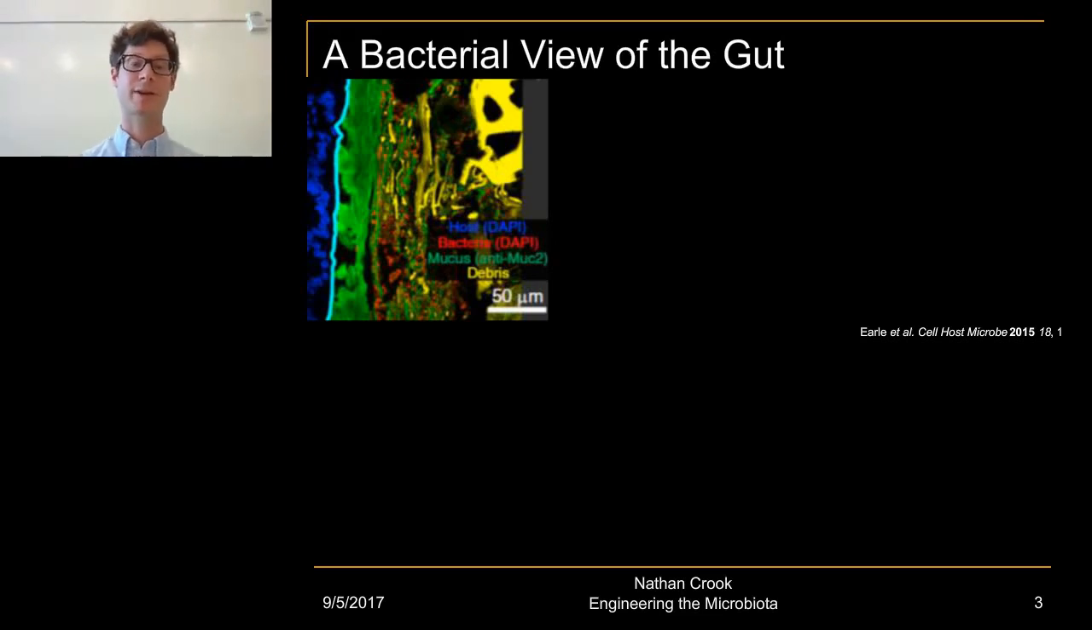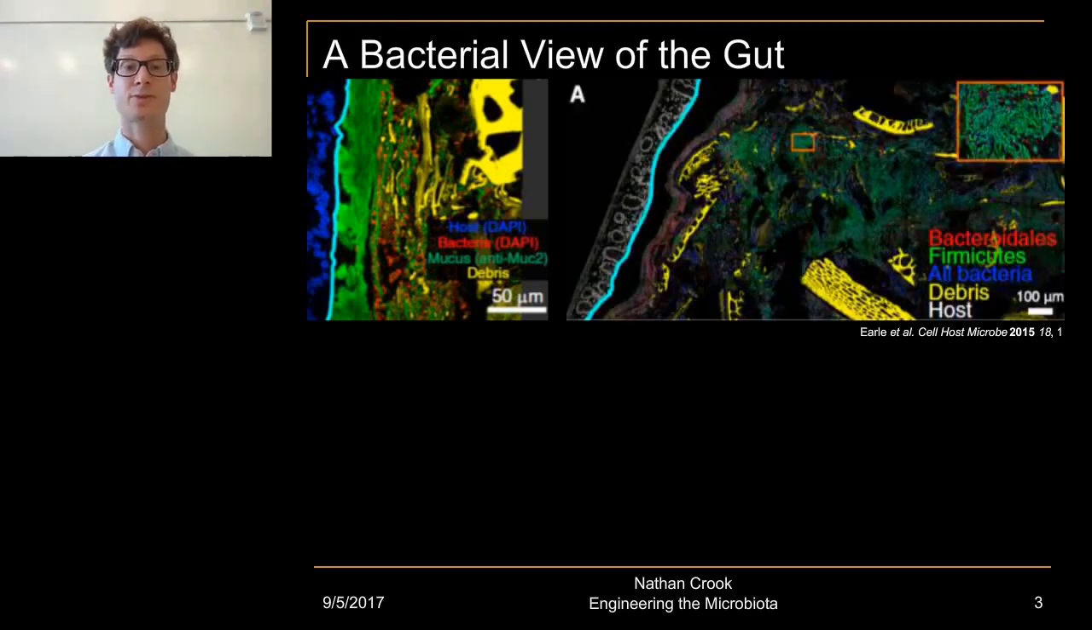So the mucus is actually very important to bacterial metabolism, as we'll see in a few slides. If we take a broader view of the gut and stain different types of bacteria based on their taxonomic identification, their species, you see that there are many different types of bacteria that exist in the gut. And here they're staining the Bacteroidetes and the Firmicutes within the gut.